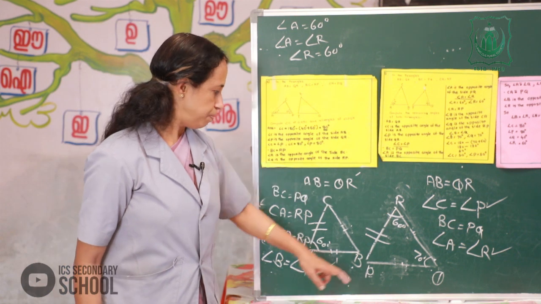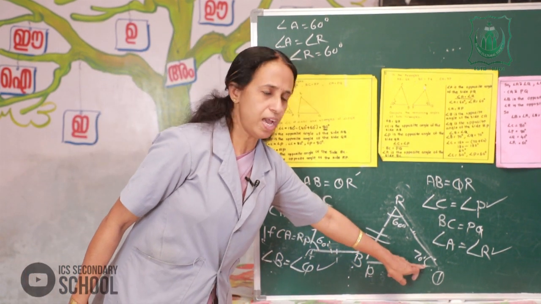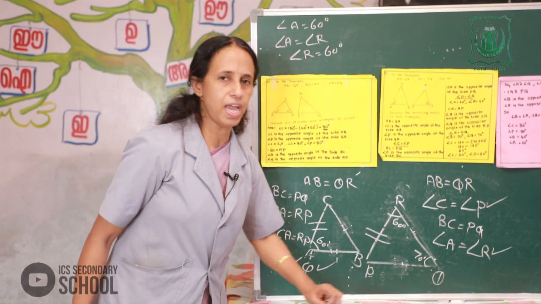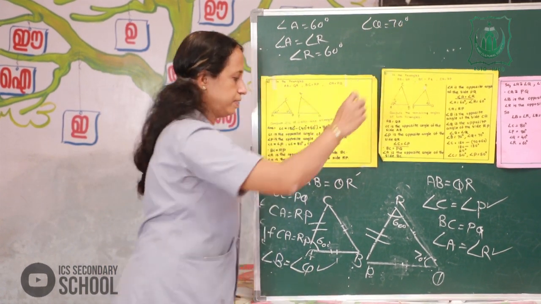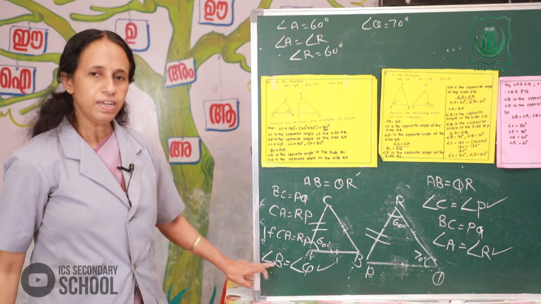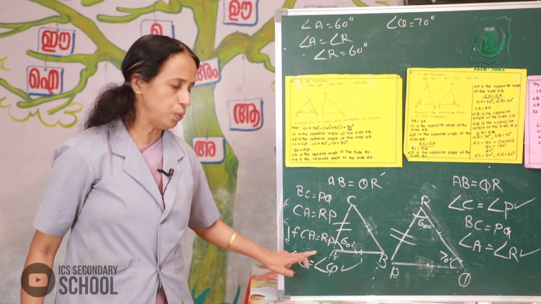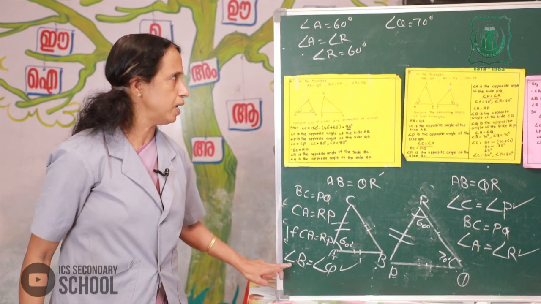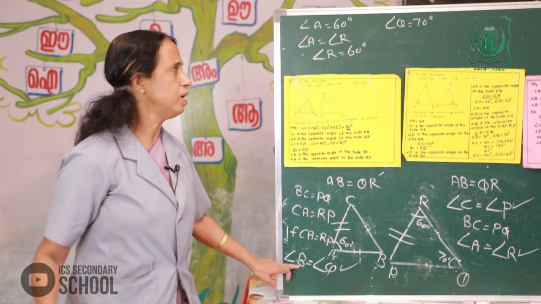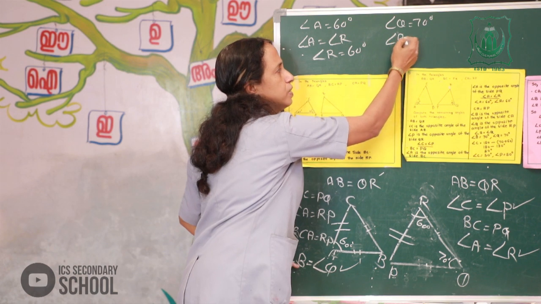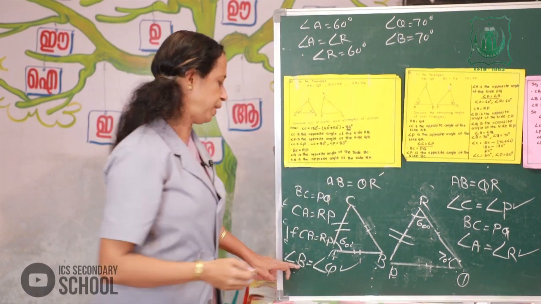Next. Here, angle Q is given. Angle Q is equal to 70 degree. Here, angle B equal to angle Q. Angle Q equal to 70 degree. So, angle B equal to 70 degree.